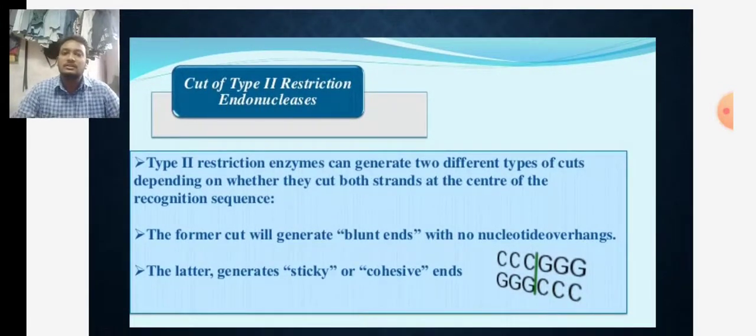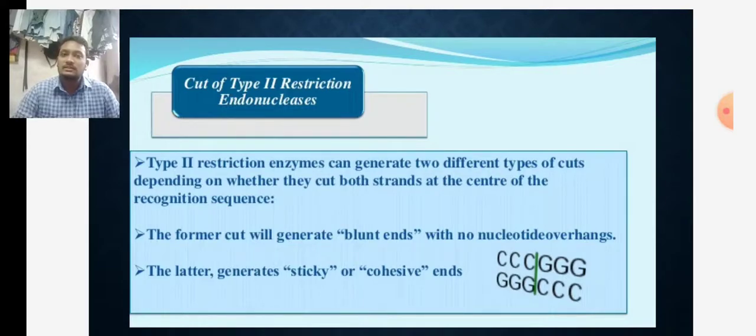Type third restriction endonucleases can generate two different types of cut, depending on whether they cut both strands in the center of the recognition sequences. It is a main feature of this restriction endonuclease third. So it generates the blunt end with no nucleotide overhang. It generates the blunt end, but it cannot produce the overhang sequences, unlike restriction type second, which generates the overhang sequences. The latter also generates the sticky ends.